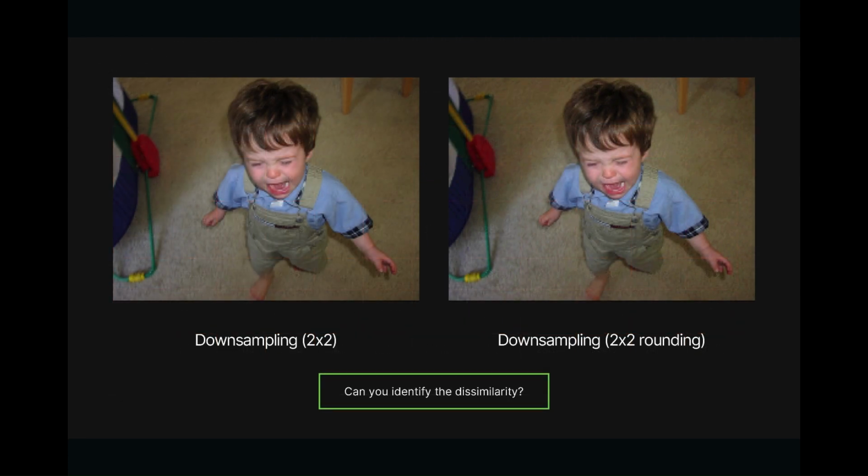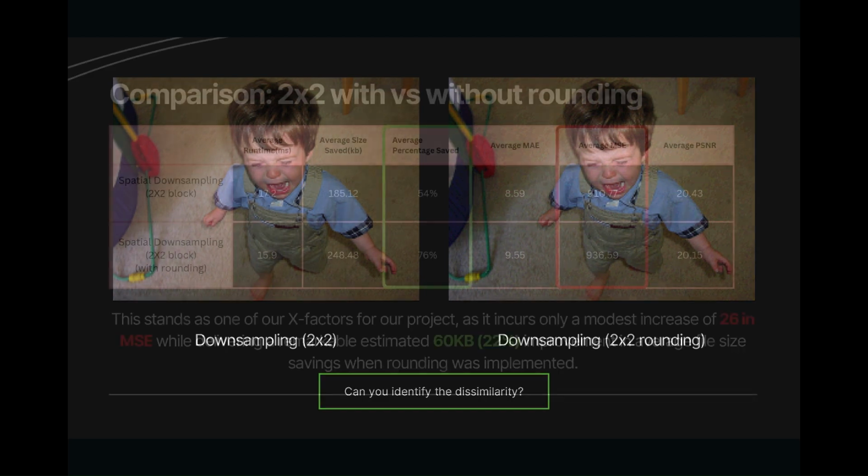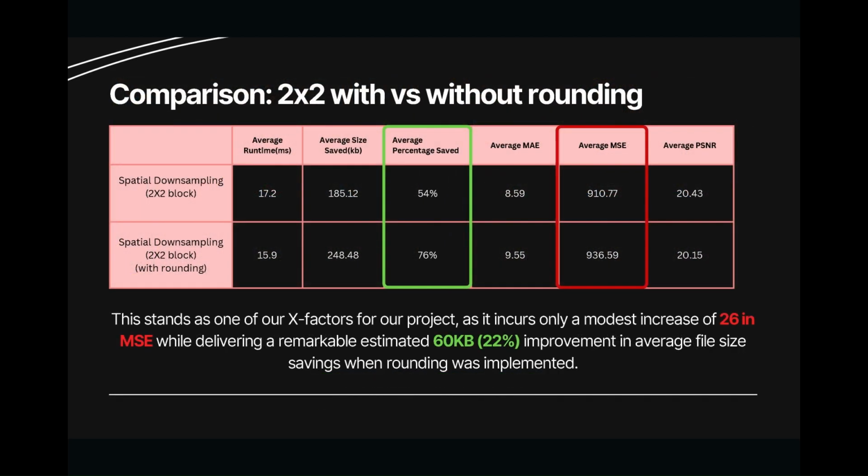Here are the updated compression statistics after implementing rounding. Considering the sample image, when comparing the 2x2 approach with and without rounding, there is minimal variance in terms of image quality. Nonetheless, incorporating rounding significantly enhances the compression of the file size. It is evident that the byte savings have improved by 22% on average, which is a significant gain despite the minor increase in errors and slight decrease in PSNR, and therefore, we have included this optimization in our final design.